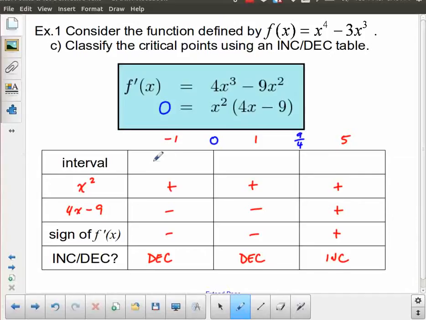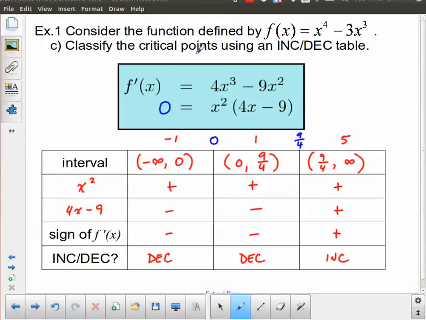And the other part I haven't filled in yet is just defining this interval. You don't have to do this as part of the interval table, but you're going to have to do it eventually. So this particular interval of decrease is going to be from negative infinity up to 0. This interval is going to go from 0 to 9 over 4. And this interval is going to go from 9 over 4 to infinity.